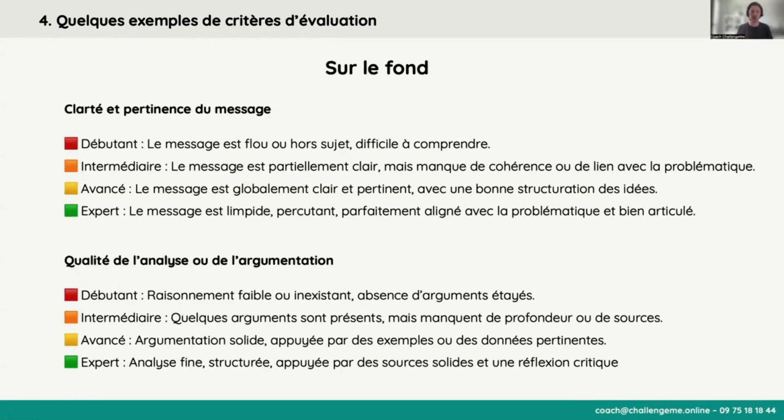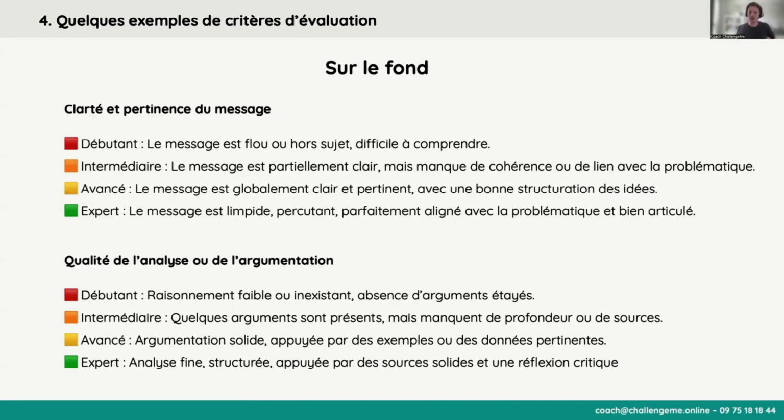I'll also show you a few related to content, which are more about, for example, the clarity and relevance of the message or the quality of the analysis or argumentation. All these criteria can be found as predefined criteria in our activities, in the activities on Challenge Me. There is already a set of criteria available. You can absolutely pick from them. We have nearly 100 criteria available for different types of assessment, but you can also absolutely create your own criteria if you wish. If you already have your own set of criteria, you can easily integrate it into your challenges, into your activities.